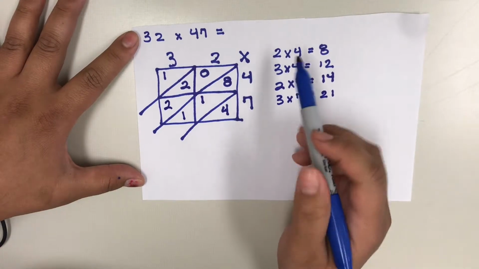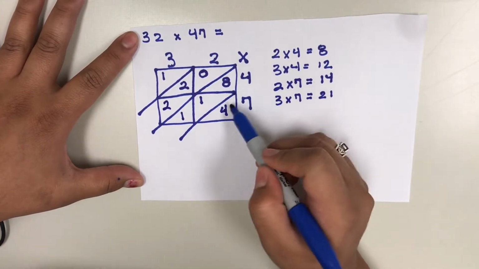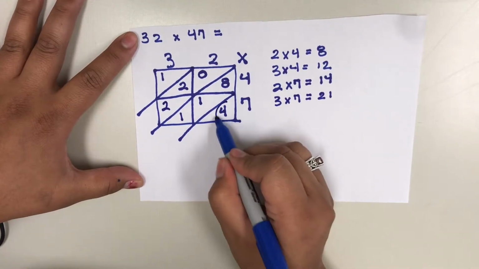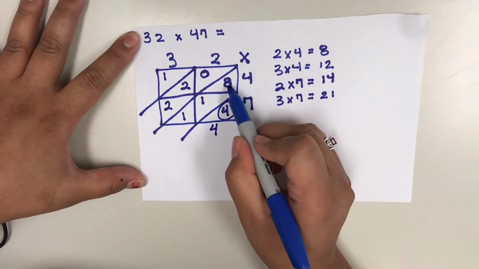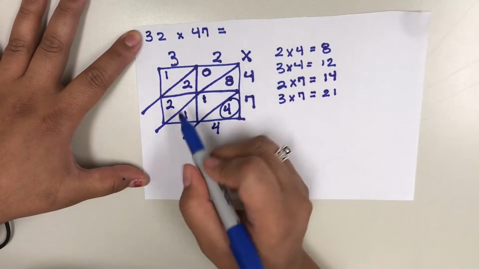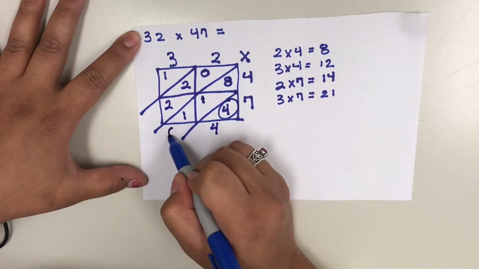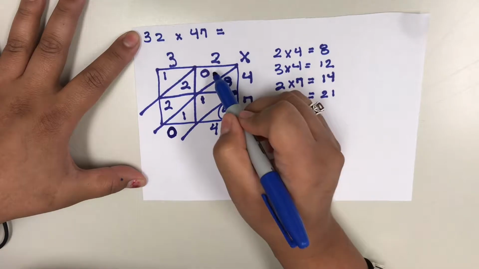The next step is adding. So you are going to add diagonally. First, you do your ones place, which is 4. It's a single number, 4. Then you do your tens place. 8 plus 1 is 9. Plus 1 is 10. This is where you have to carry. You do your 0 and you carry your 1.